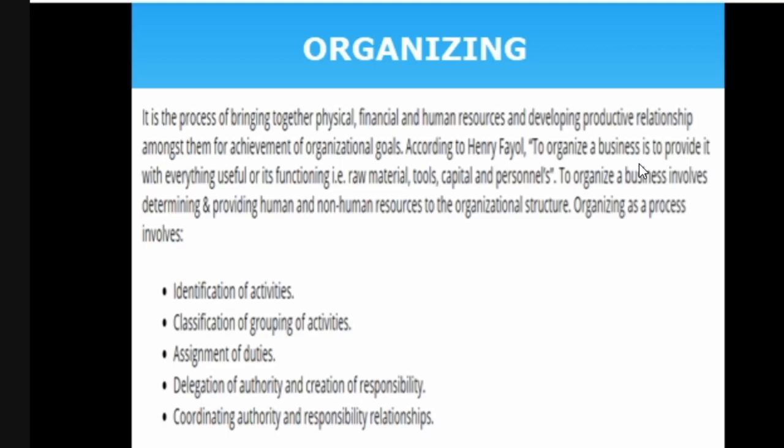Tools, capital and personnel. For organizing, if you are organizing more than 50,000 books with only one person, can you do it? So required personnel is also essential. So that is what Henry Fayol is talking about.